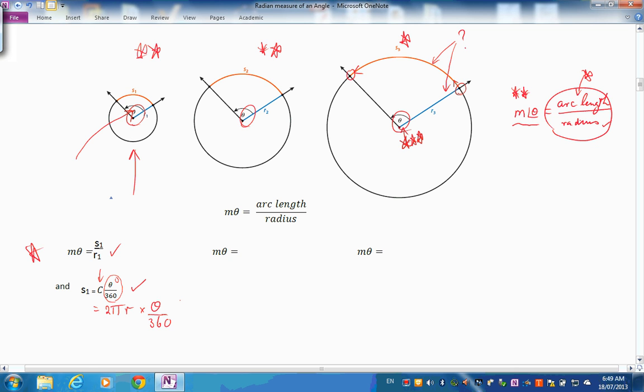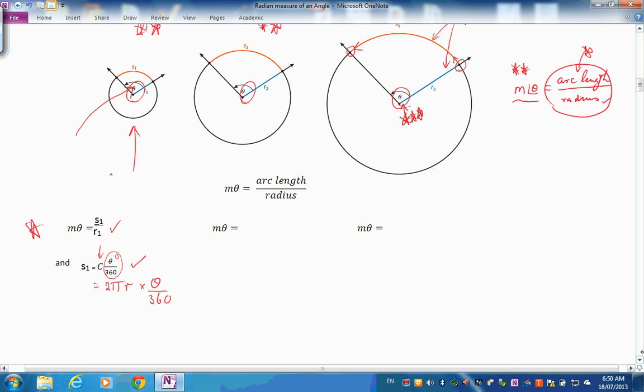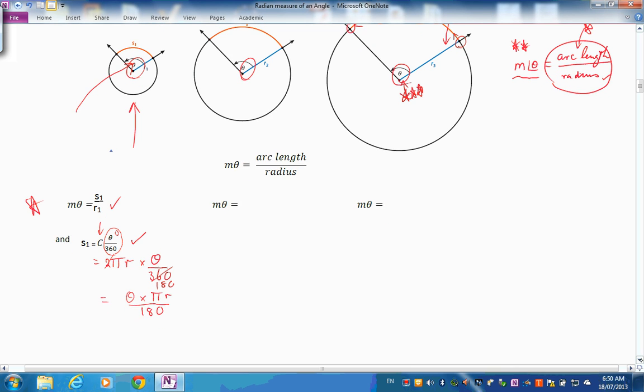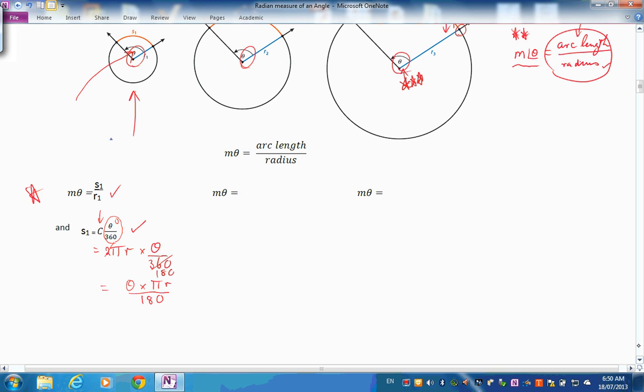The circumference is 2 pi r. We just have to come down a little bit here. And now, what can we say? Well, let's do some cancelling at this stage. 2 into 360 is 180. So we've got, let's put this in front, theta times pi r over 180. All right, do you want to finish it off yourself?